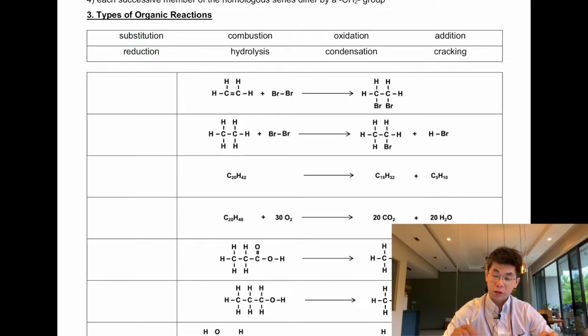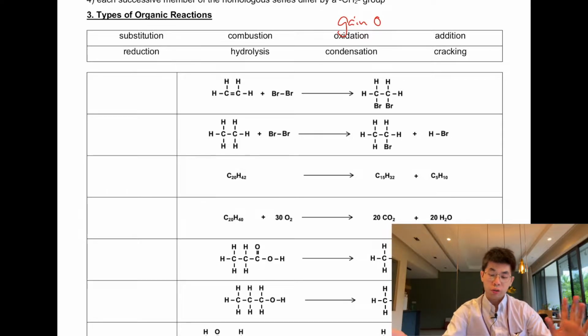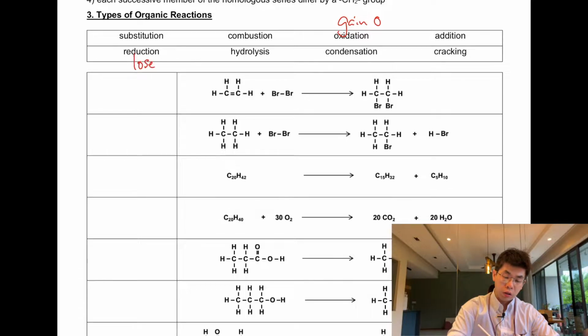So let's look at this table over here, types of organic reactions, and we see words like this: substitution, combustion, oxidation, addition, reduction, hydrolysis, and condensation. So there are some words over here that you already know. Oxidation, we know that oxidation means gain oxygen, right? Or lose hydrogen. So that's one thing that you know. Reduction, you know that's lose oxygen.